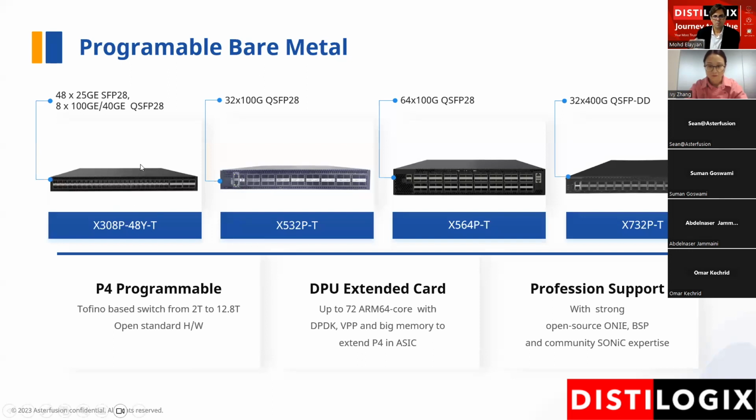CX30 comes with two optional Marvell Octeon-based ARM core DPUs, which can run some DPDK or VPP applications as an extension. The PXT advanced functions such as SSL decryption are implemented in the DPU modules.